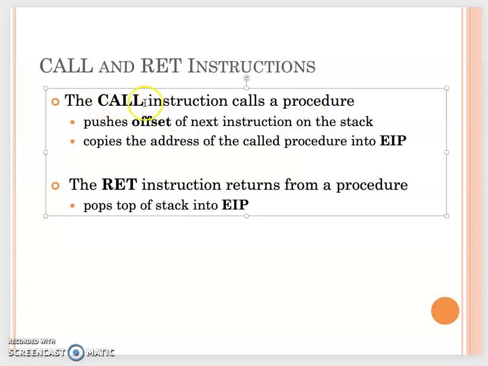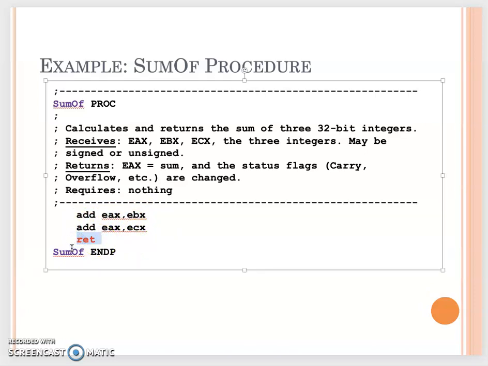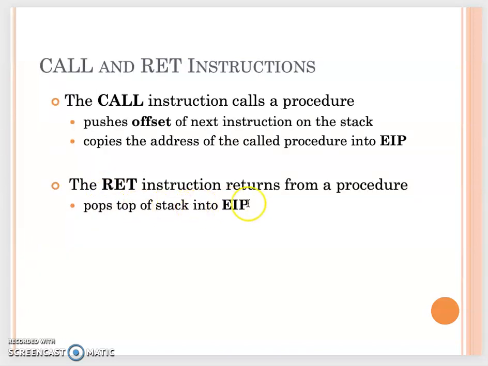After you call the procedure, you will run the procedure from the first statement to the last statement, right? Did you remember earlier we showed you, when you call the procedure, you start executing instructions line by line. Before you finish the procedure, you will see the return keyword. So what will this return instruction do? The return instruction will return from the procedure, so it will pop the top of the stack into the EIP. What does that mean?